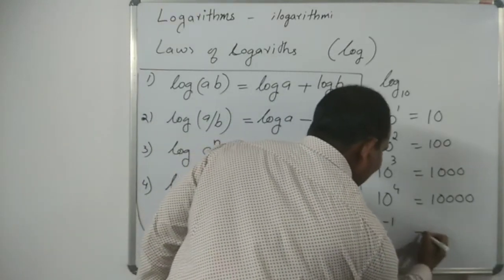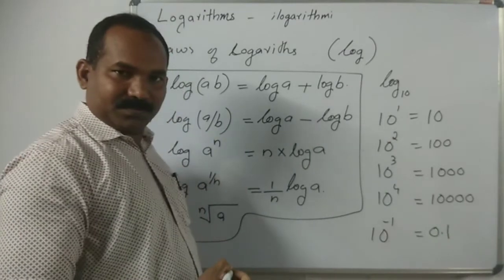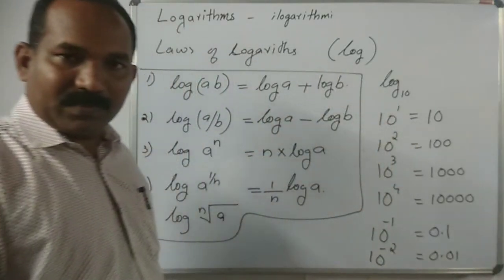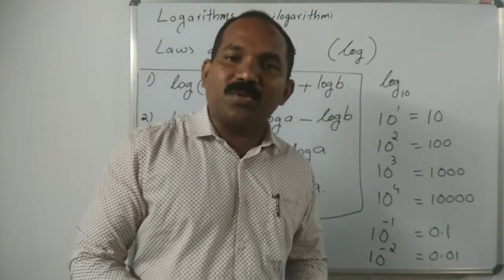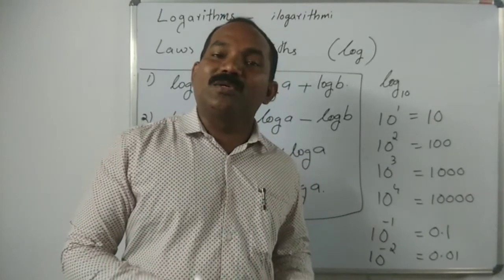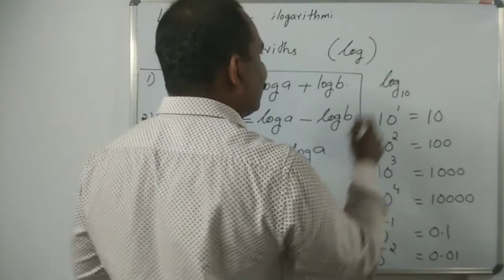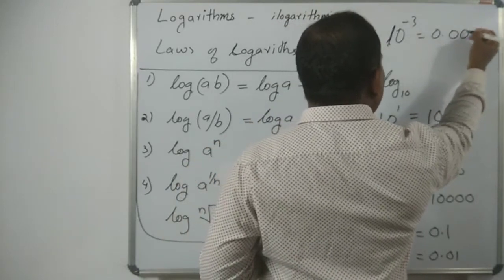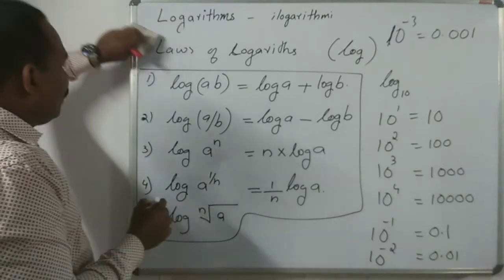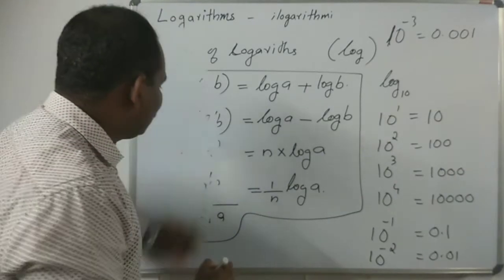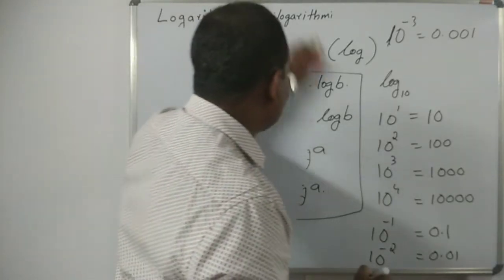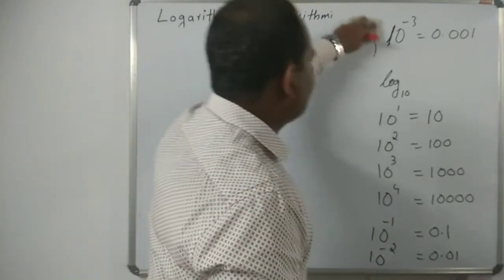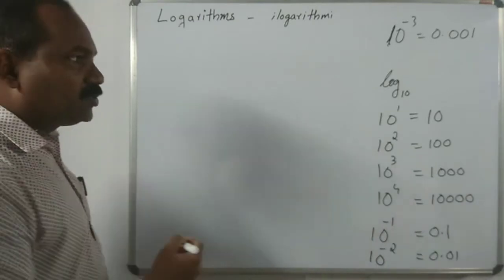10 raised to minus 1 is equal to 0.1. 10 raised to minus 2 is equal to 0.01. Similarly, 10 raised to minus 3 is equal to 0.001. Keep this in your mind. You should memorize the four laws of logarithms. Then we go back to the calculation, the determination of logarithms to base 10.